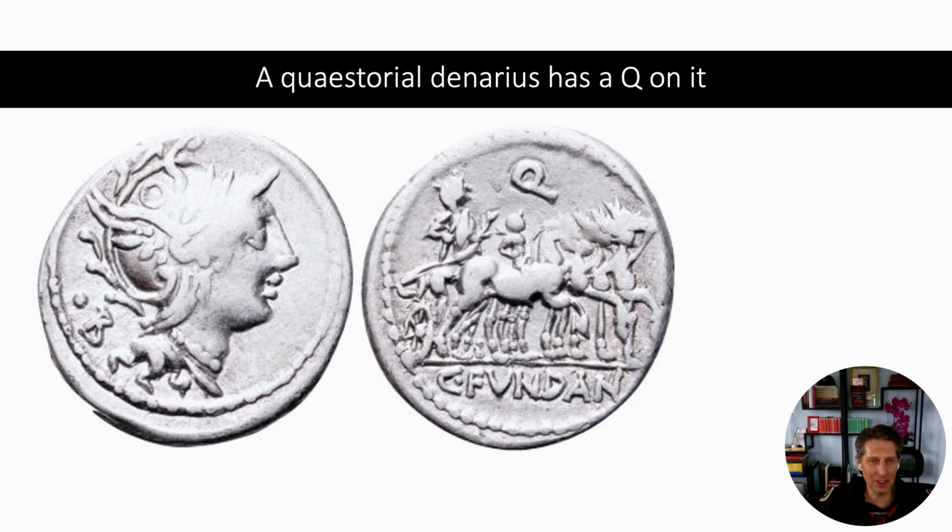So we look at this particular image. This is a fun coin, a famous coin, a coin that we'll talk about some more in the Cool Roman Things playlist. But here you can tell this is a quaestorial denarius because there is a Q floating above this chariot, kind of like a sun or something. This is not part of the name of the moneyer. This is an indication that this is a special issue coin.